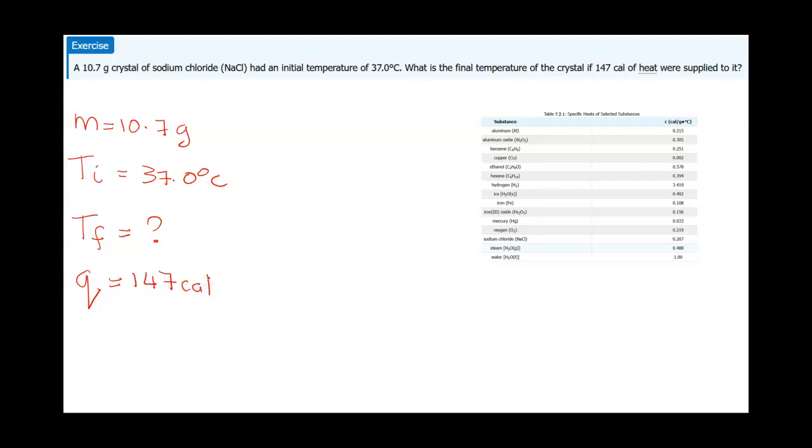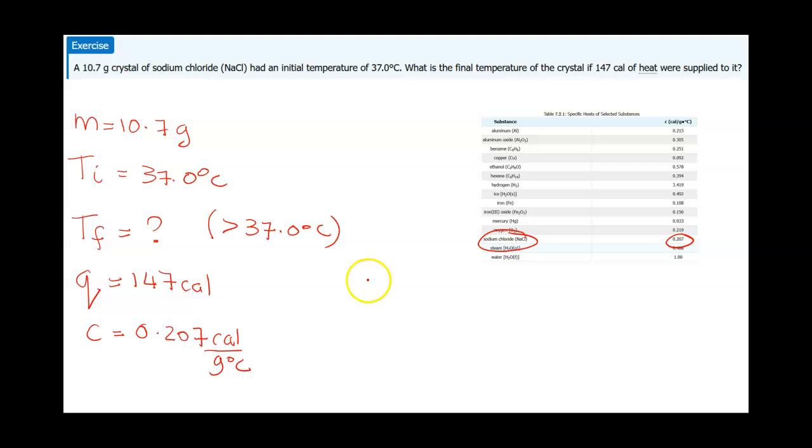So we're going to put the heat in. So I guess what we know is that that's going to make the temperature go up. So when we're finished with this, we would like to get a number that is bigger than 37. Now, what we need to do is go to our little table and get the specific heat capacity for sodium chloride, which is 0.207 calories per gram per degree Celsius.